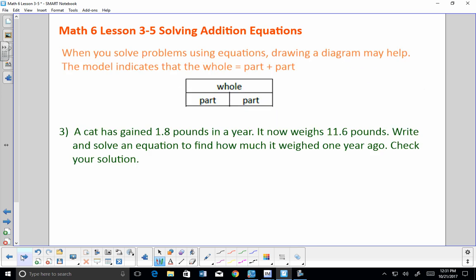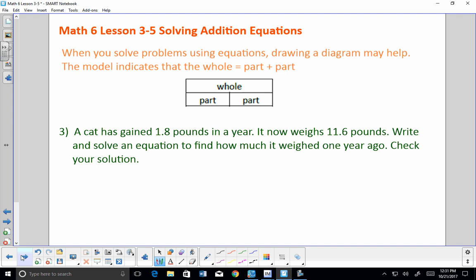Now, when you solve problems using an equation, drawing a diagram can be very, very helpful. This diagram I've drawn below indicates that the whole is equal to the sum of the parts, which kind of makes sense. Your whole equals part plus part.